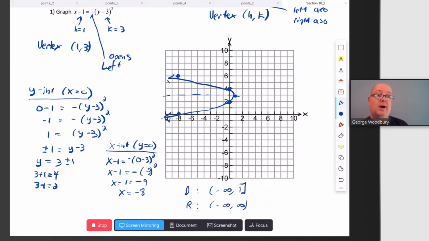So that's how we graph a parabola that opens to the left or right. And what really tells us to watch that it's this type is which variable is being squared. If x is being squared, it's up or down. If y is being squared, it's left or right.